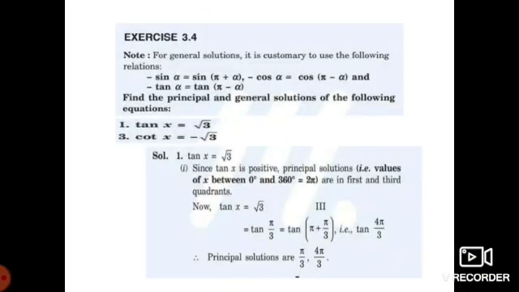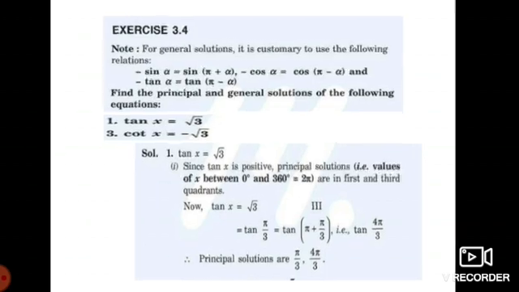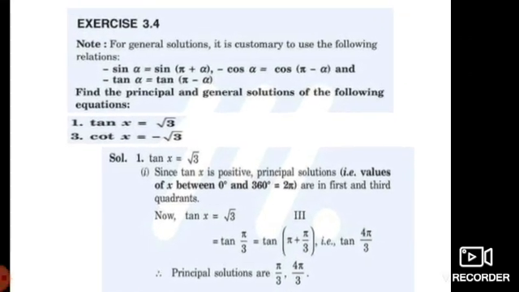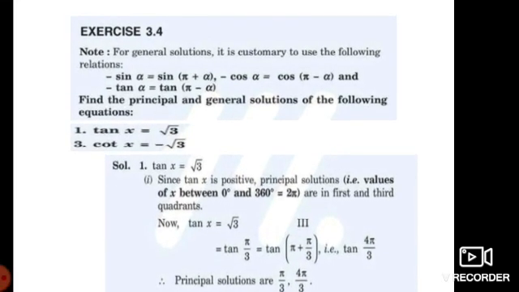Now we can go to the exercise. Find the principal and general solution of tan x equal to root 3 and cot x equal to minus root 3. Now we have to find the principal solution, that is what are the possible angles from 0 to 2 pi, you have to write it. Now tan x equal to root 3. You know that it is given as root 3, it is positive. Tan is positive in which quadrant, you have to check it. Tan is positive in the first and third quadrant.